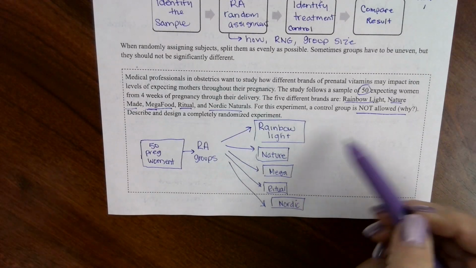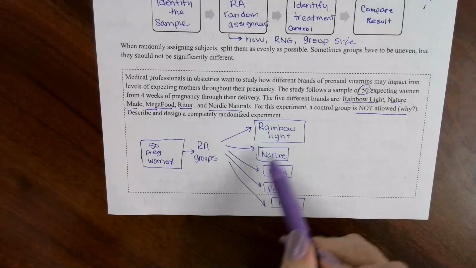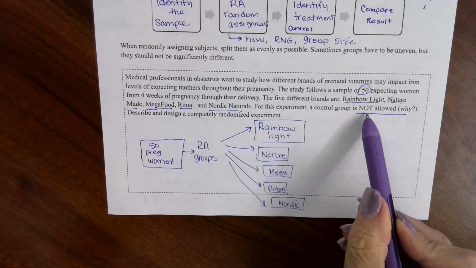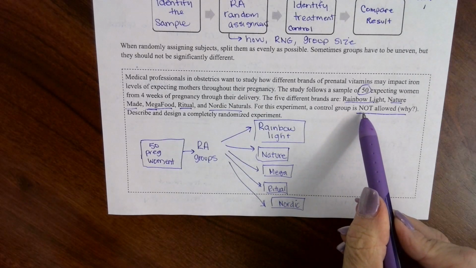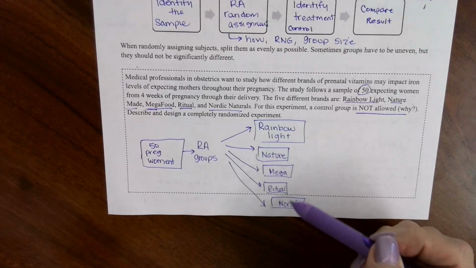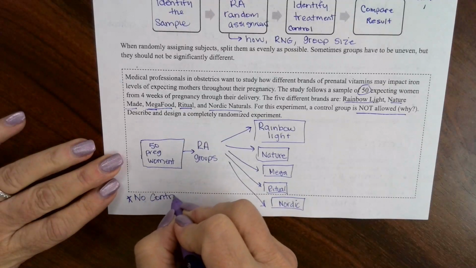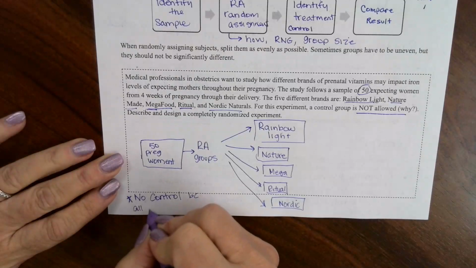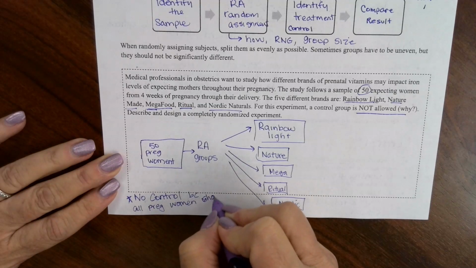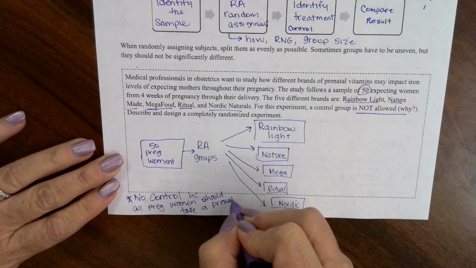Now, I kind of breezed over this, but why are we not going to have a control group? Well, if we're talking about pregnant women and the effects of prenatal vitamins on pregnant women, we don't want to have a group that doesn't receive any prenatal vitamins. That would go back to what I said about having something be ethical. So this is a perfect example of why we do not have a control group. So you might want to say no control, because all pregnant women should take a prenatal vitamin.